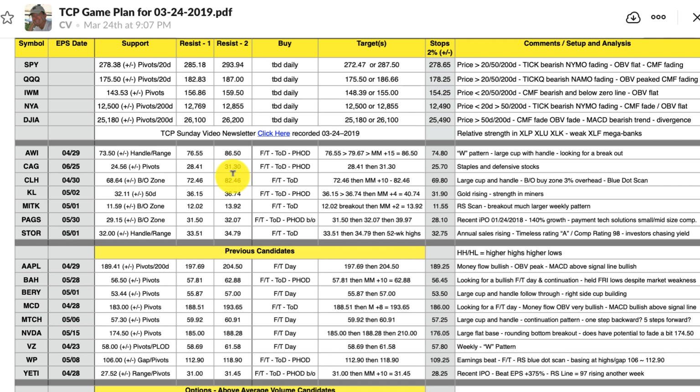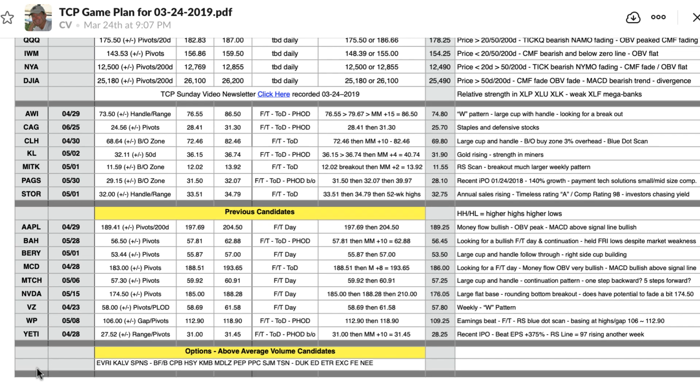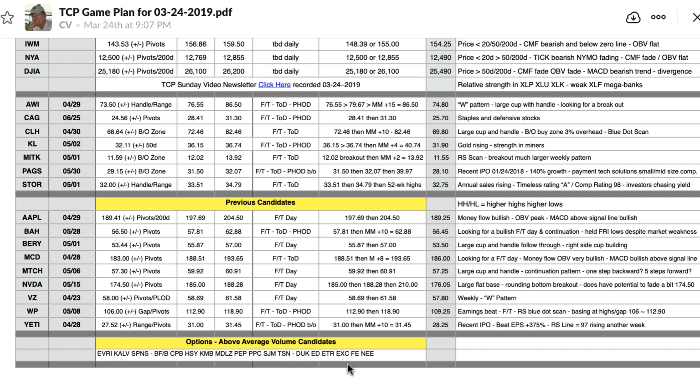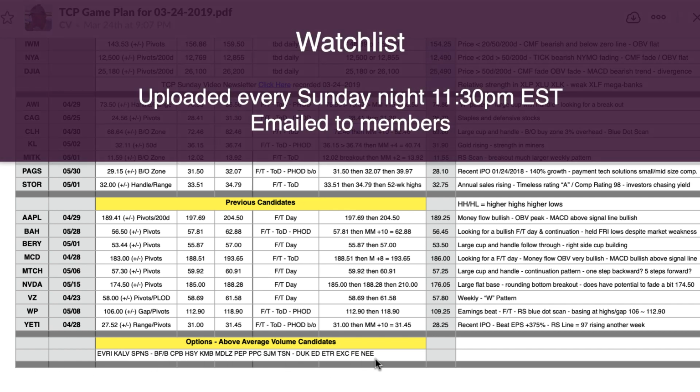We also list the reasons why we think a stock might do what we're anticipating, whether it's a pattern, a sector that's moving higher, annual sales rising, a recent IPO, it came up on a scan, or something along those lines. And each week, if these stocks still look good, occasionally they'll show up on the previous candidates. So these are the previous week's candidates that carried over into this week in this lower section. And many times I'll list additional stocks for you to do a little research on.